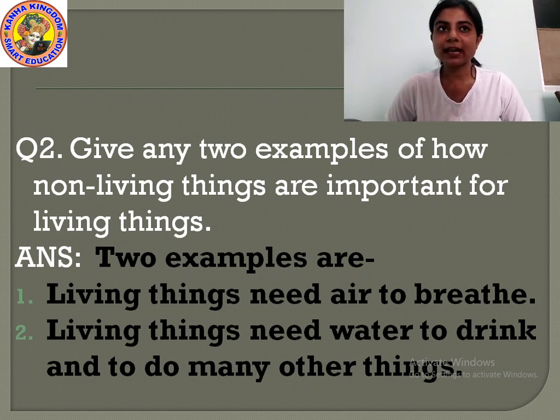I repeat once again. Give any two examples of how non-living things are important for living things? Answer. Two examples are: number 1, living things need air to breathe. Number 2, living things need water to drink and to do many other things.